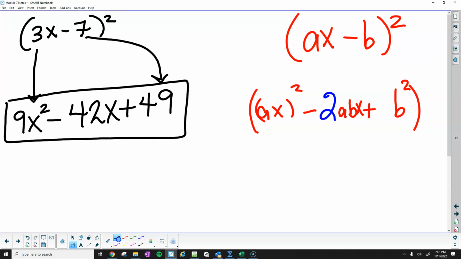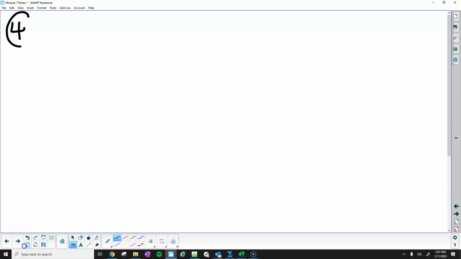Let's practice that shortcut. Let's practice not showing a lot of work. So that was example 3. Uh-oh. Here's example 4. All right, let's practice this one. Don't forget to have the little 2 up here. It only works when you have the little 2.